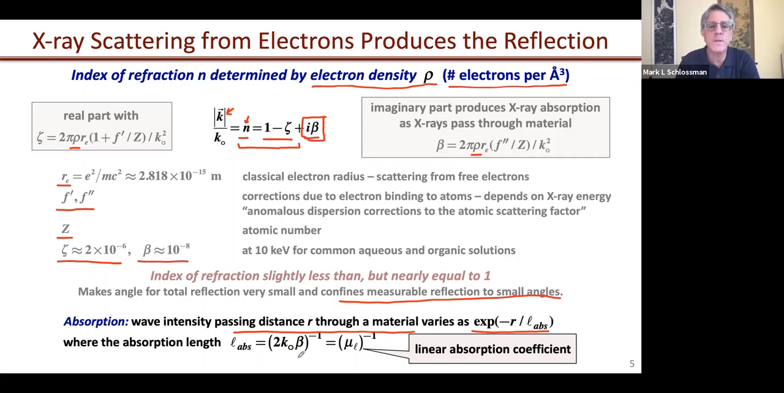And the absorption length is determined entirely by beta, this imaginary part of the wave vector, plus of course the wavelength, which is in the k naught. Sometimes this length, L absorption, is written as an inverse length, and that's called the linear absorption coefficient, mu sub L.